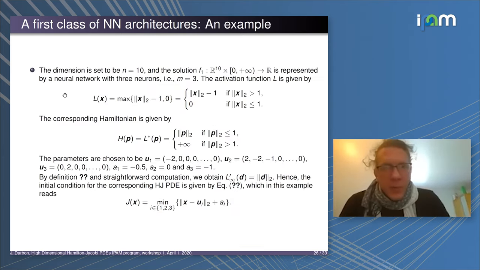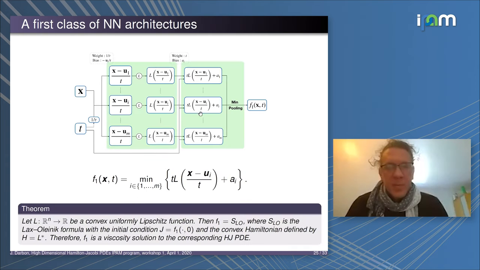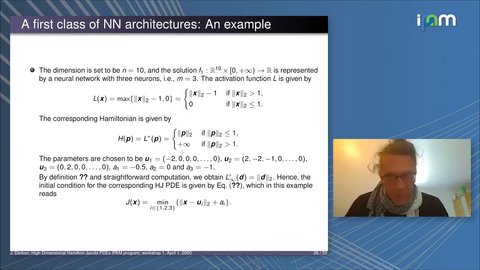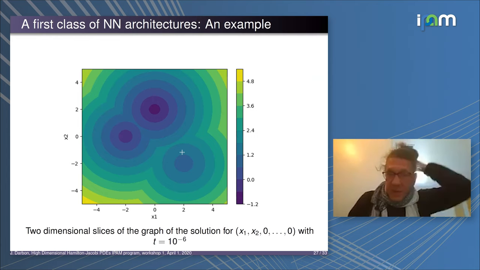So again, this is simply an example where you set, for instance, the dimension to be 10. Then you consider the Lagrangian, compute the differential transform, and then you can cook up some parameters of the network, so that you define the neural network, it defines a function, and then you get the viscosity solution of the associated Hamilton-Jacobi PDEs. So for this example, this is what you get.